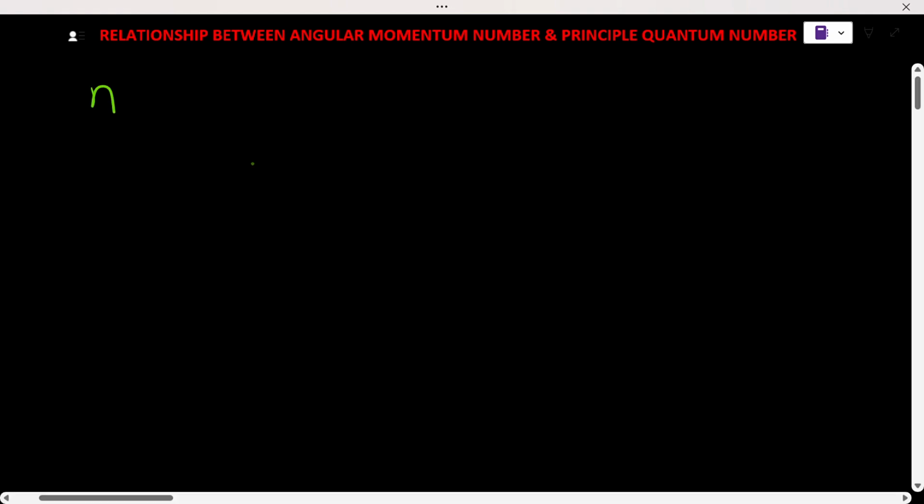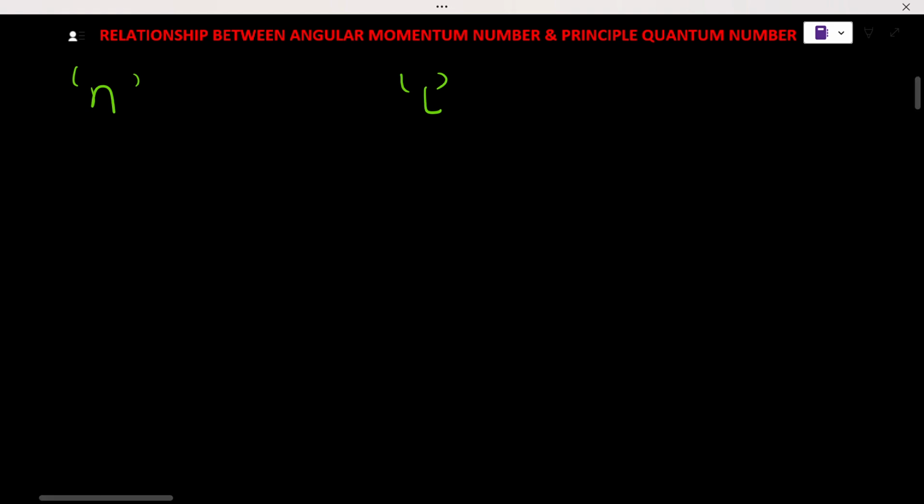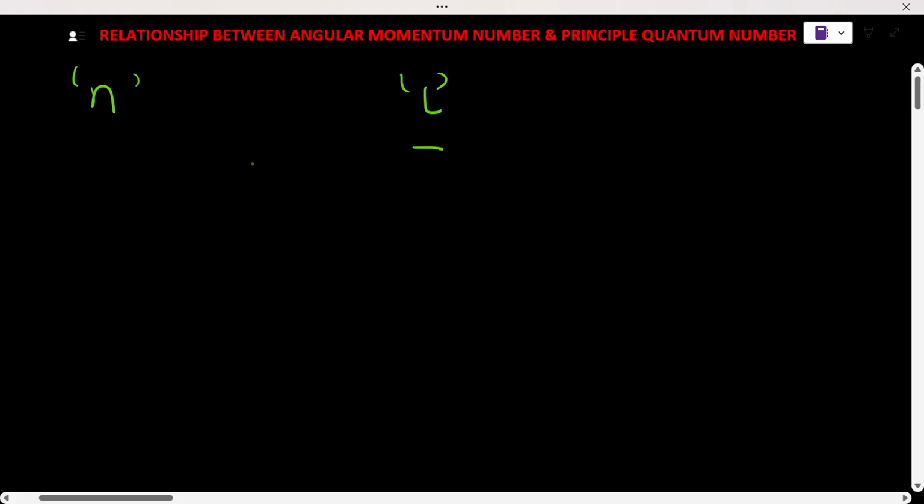And in this video I'm going to discuss the relationship between the principal quantum number n and the angular momentum number denoted by small l. As I said initially, when dealing with the angular momentum number, the angular momentum number tells us about the shape of an orbital.